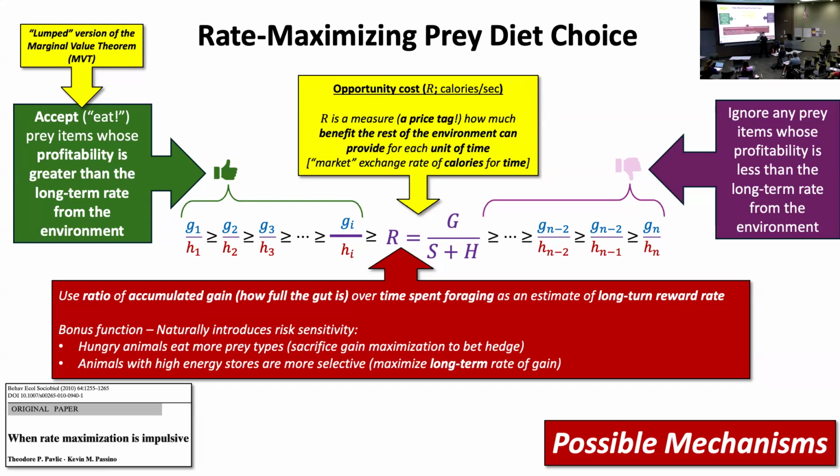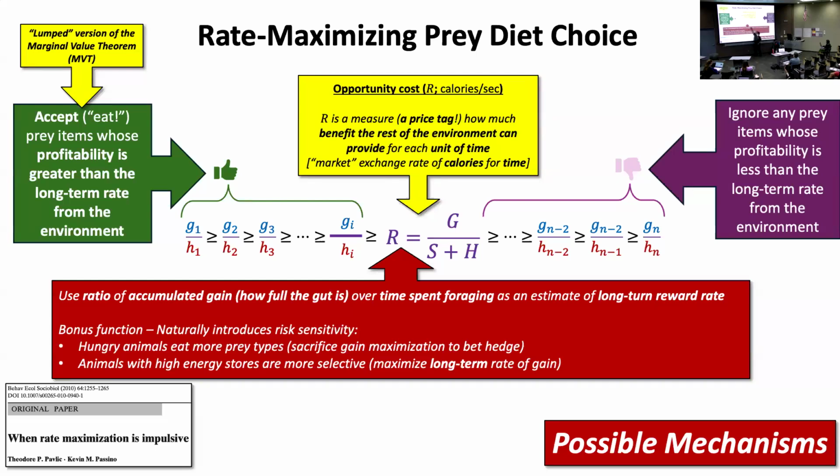One simple mechanism that you might suggest is to use an estimate of how full the gut is. That gives you an estimate of how much you've eaten during your foraging round, which is effectively your accumulated gain. And then in your head, you know how much time you've spent out there. So if you use how full you are versus how long you've been eating, you could imagine a neurophysiological mechanism that would allow you to discriminate among prey to exclude and prey to include. So that's one possibility for how you could build a mechanism.